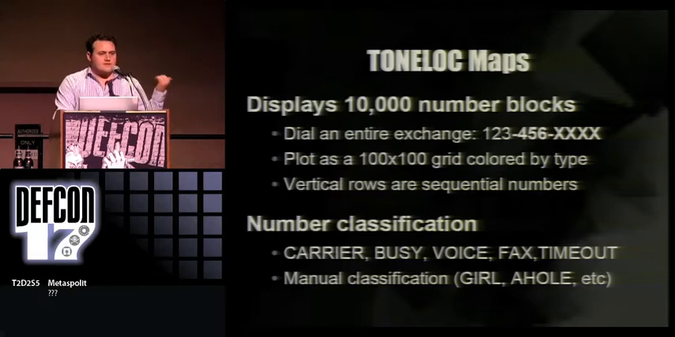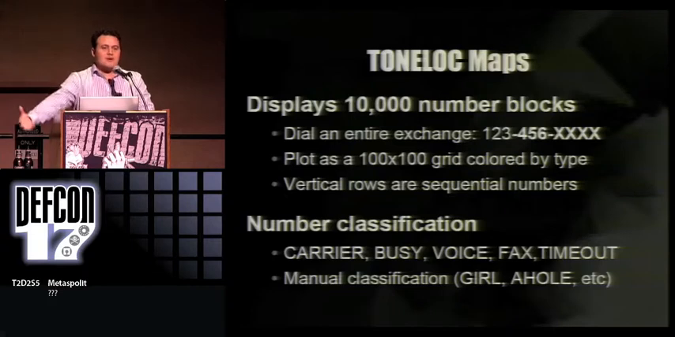The way that you classify these things was via carrier, busy, voice, fax, timeout, but it also had the ability to do manual classification. So while you're dialing, if you heard someone that sounded hot, you could click the hot chick button. And if there's some yelling asshole, there's the yelling asshole button. It's great because you can actually map out particular people's voices, but there's no way to automatically do that.